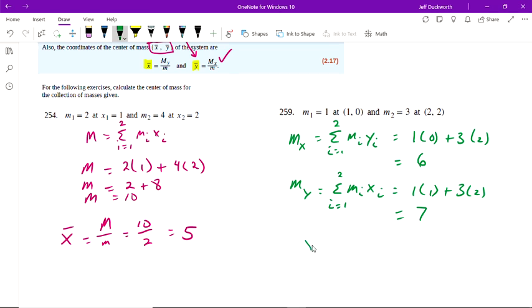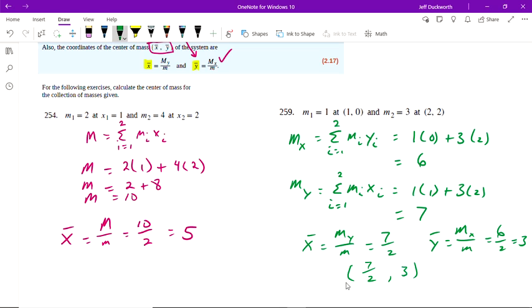And so our x bar is going to be my over the little m, which in this case is 7 over 2, and y bar is m sub x over little m, which is 6 over 2, or 3. So our center is going to simply be 7/2 and 3, so this point. So this is the coordinates of center of mass for this one.